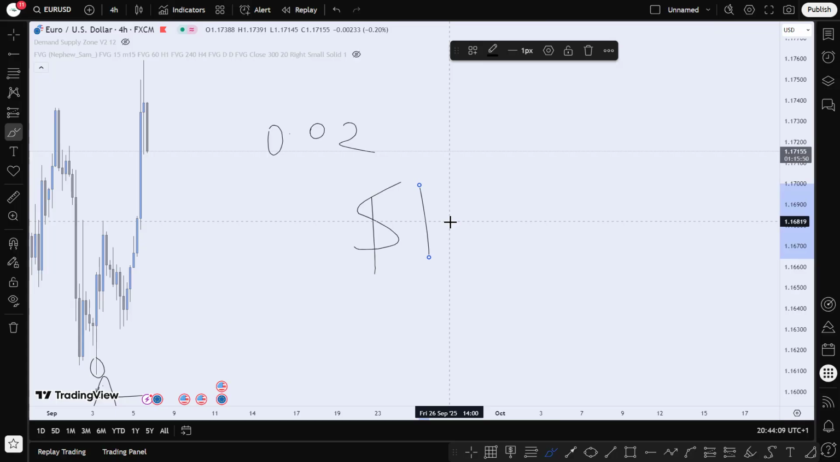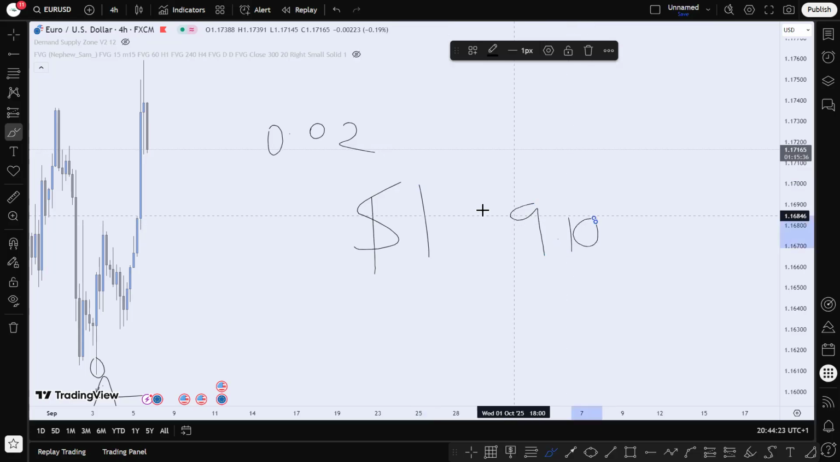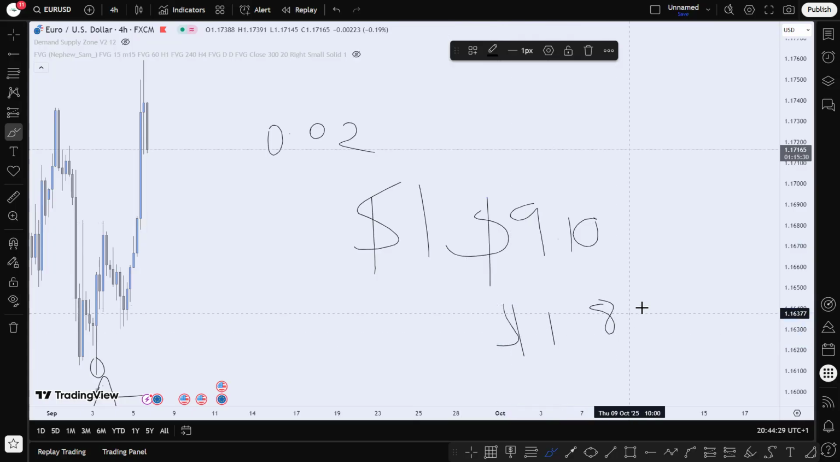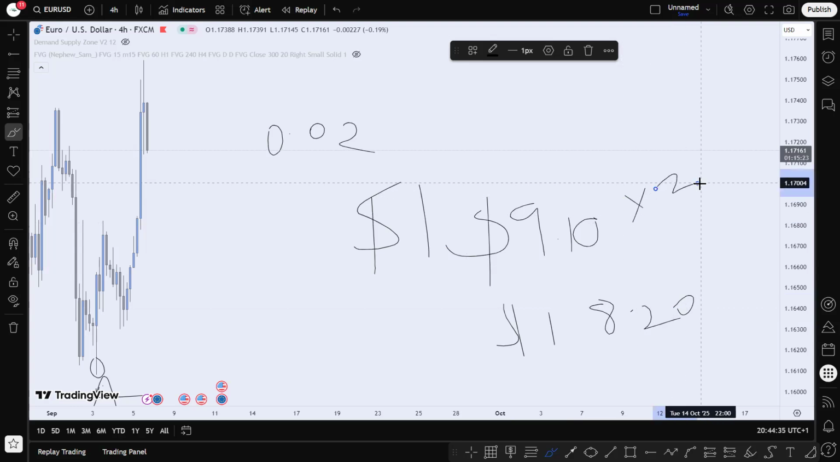You guys are correct, right? $18.20. Now, you know that the first time when we used 0.01, what we made was $9.10, right? Now we are making $18.20. Do you know what this means? That what we are making using 0.02 is two times what we made using 0.01.